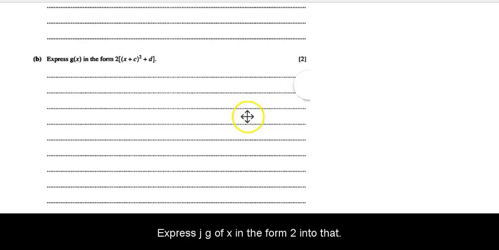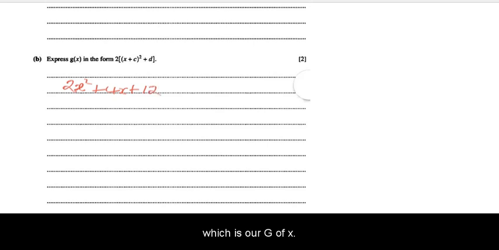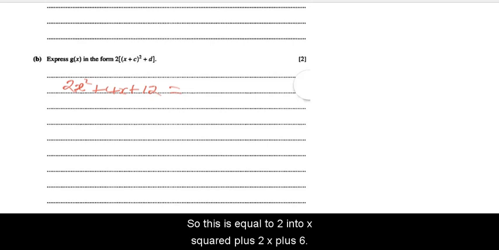Express g of x in the form 2 into x plus c squared plus d. So let's look at it. We have 2x squared plus 4x plus 12, which is our g of x. So this is equal to 2 into x squared plus 2x plus 6.